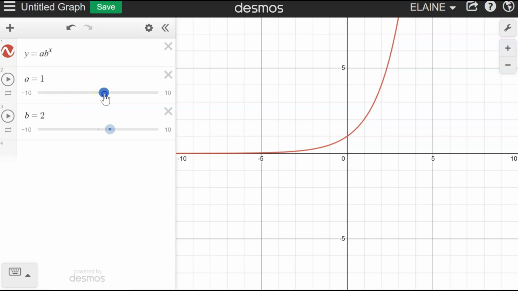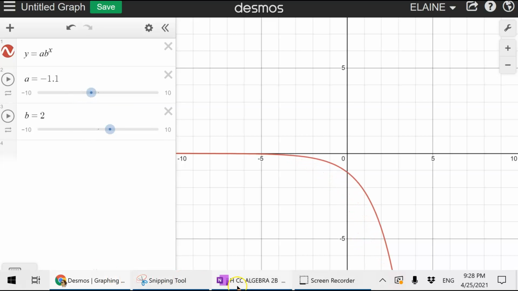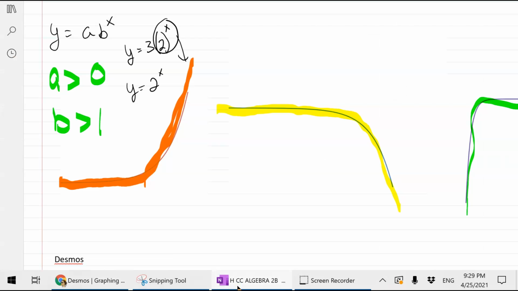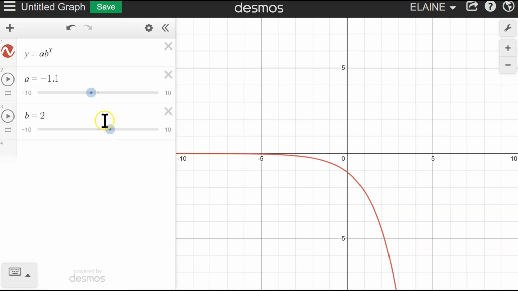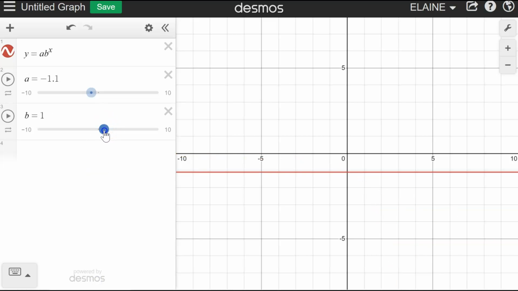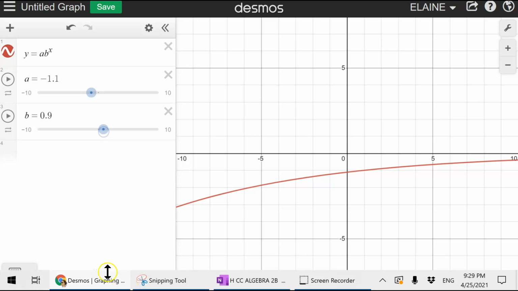So let's see what happens when we change a. Okay, a just keeps getting taller and taller and raises higher and faster. And there we go. So if a is negative, if a is less than 0, that's going to give us that function there, and that's this one here. Alright, so a has to be less than 0 and b is greater than 1. Let me just make sure. B greater than 1. Here's 1. Yep. So b is greater than 1.